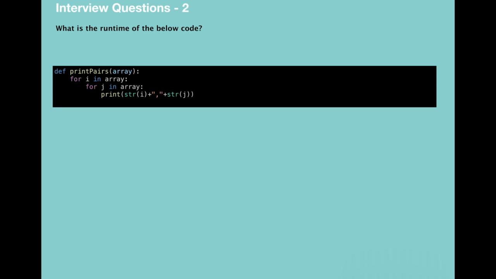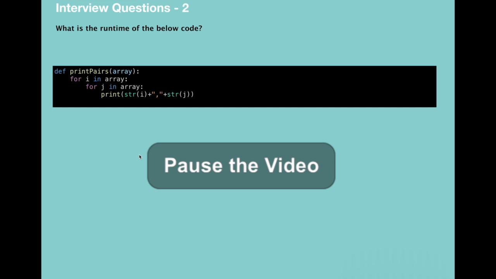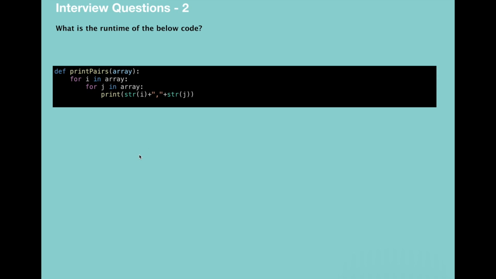Question number 2. Here again, we need to find the runtime of the below code. Here we have a method which takes an array as a parameter. Inside this method, we have nested loops. Then at the end, we are printing the pairs that come from these loops. Here again, I want you to pause the video and think if you can come up with your own answer. Alright, hopefully you have found the answer. If not, then let's do it together.